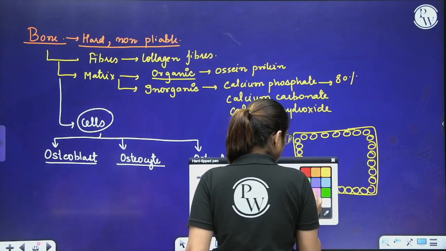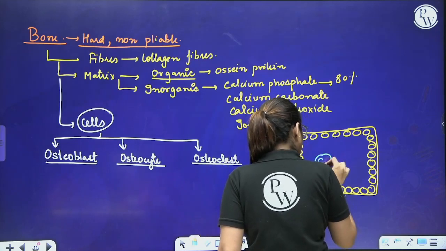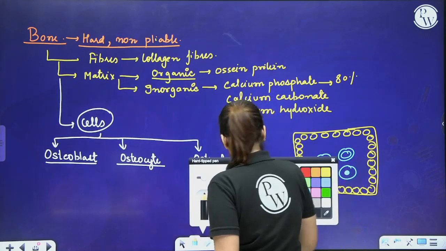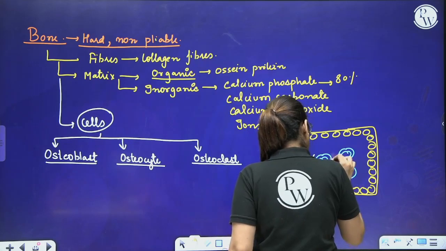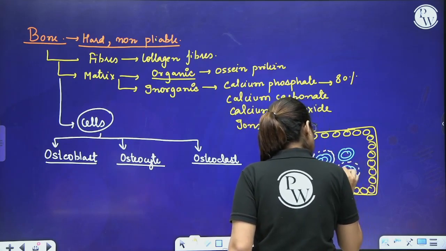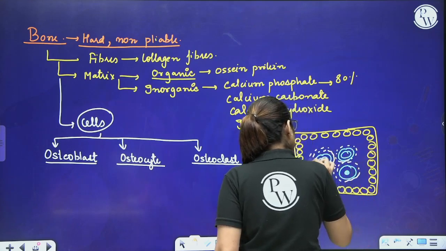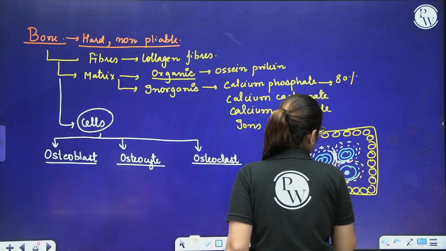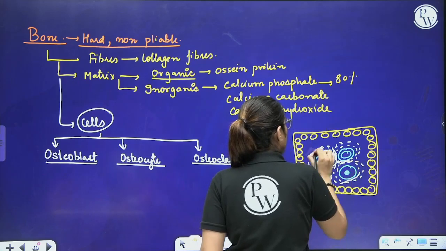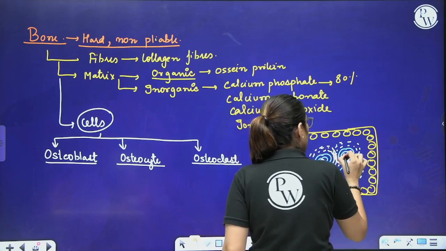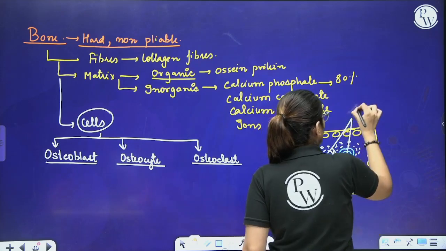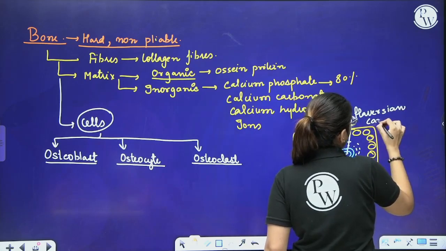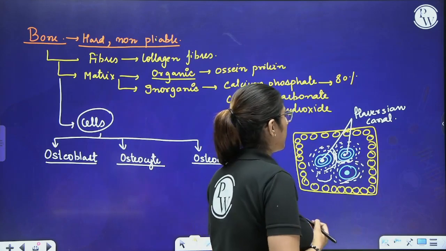We are having some cells arranged in lacunae. One cell arranged in one lacuna. We have these fibers arranged like this. Clear? Now, some canals are present, which are termed as Haversian canal. Haversian canal, right? Some canals are present in the center.